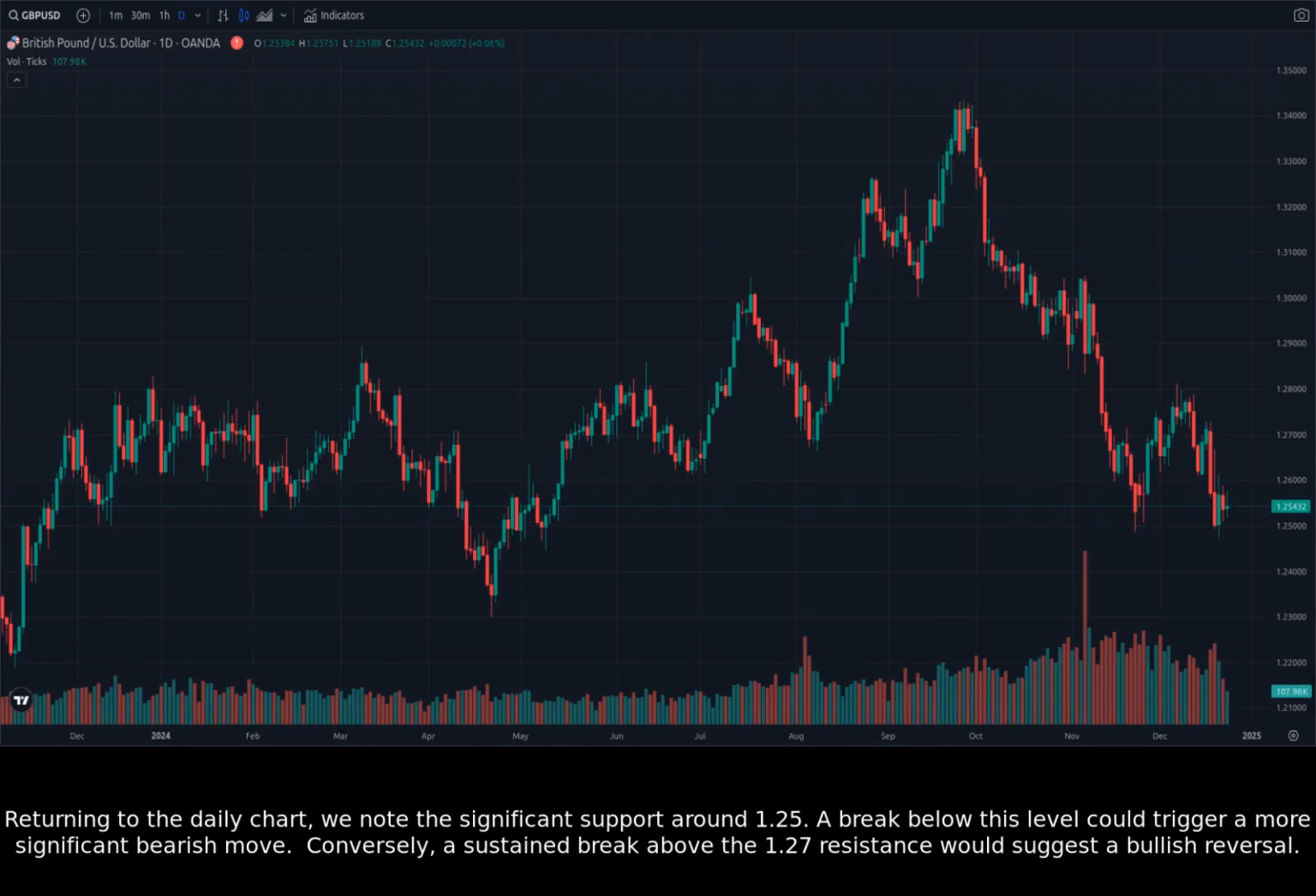timeframes. Returning to the daily chart, we note the significant support around 1.25. A break below this level could trigger a more significant bearish move. Conversely, a sustained break above the 1.27 resistance would suggest a bullish reversal.